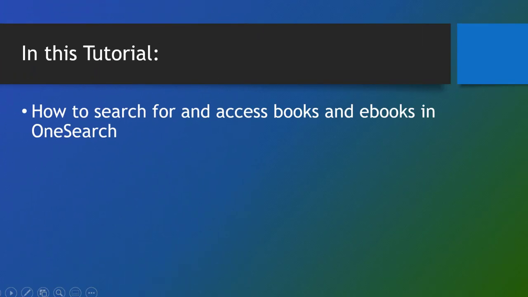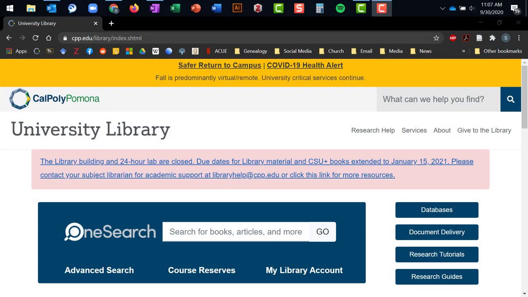In this tutorial, we're going to show you how to search for books and ebooks in OneSearch, the University Library's search engine. OneSearch is a kind of library Google. It searches all the items in our local catalog, books, CDs, DVDs, etc. It also searches all the items in the catalogs of all the libraries in all the other California State Universities.